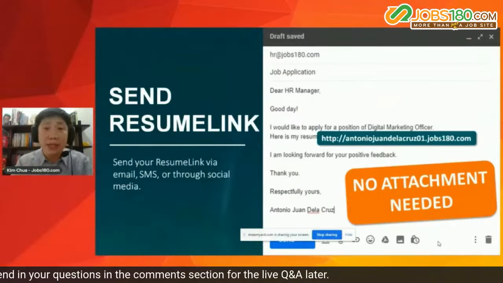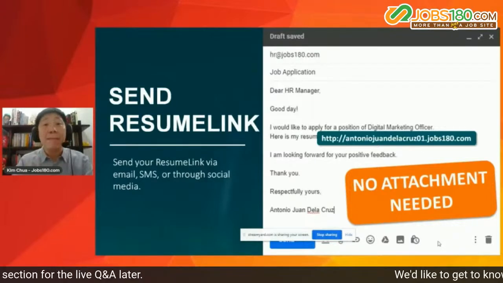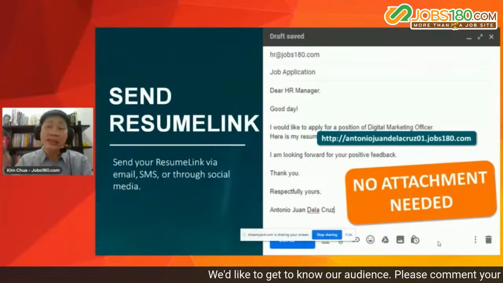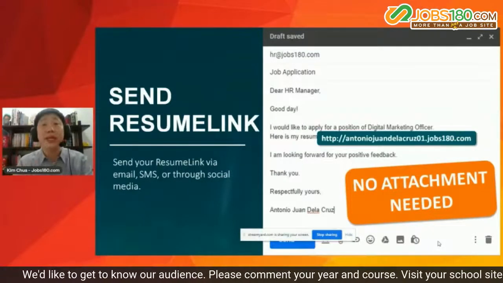If that is how you're doing it, wag mo nang gawin yon. Wag ka na mag-attach ng anything sa email. Pampabagal lang yan, tsaka makaluma na yung style na yan. Bakit ko sinabi yon? Kasi hindi mo na kailangan talaga mag-attach ng anything. Ang gagawin mo, i-type mo na lang doon sa email mo yung resume link mo.